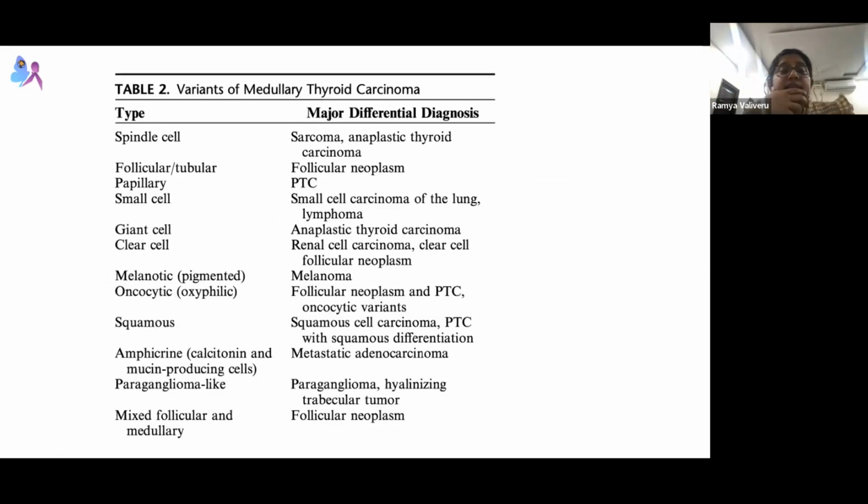So even MTC has variants. There could be spindle cell variant, follicular variant, papillary variant of MTC, giant cell variant, clear cell variant, oncocytic variant, squamous variant, and the paraganglioma-like variant. Actually, in my study in sporadic MTCs, I've seen some patients who have paraganglioma-like MTC. In our OT histopathology data, we have 2 patients with paraganglioma-like MTC, and we have mixed PTC MTC. We have at least 6 or 7.